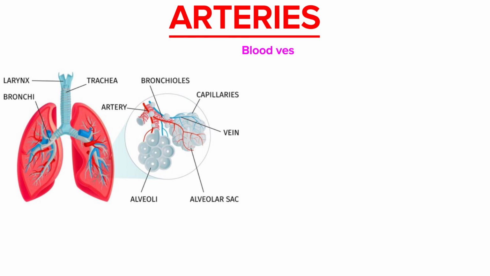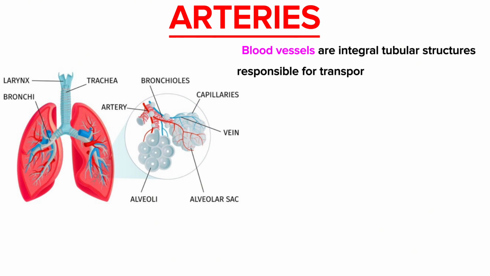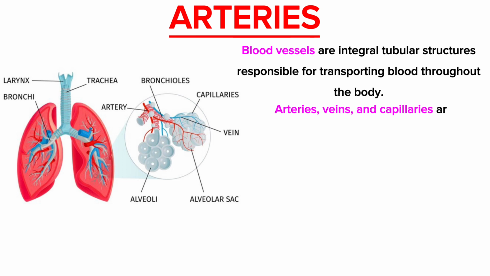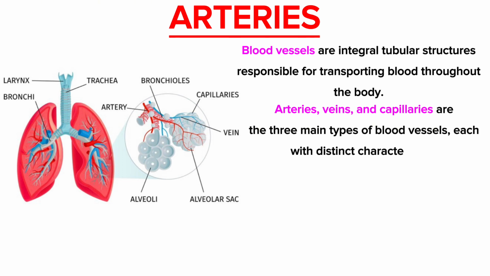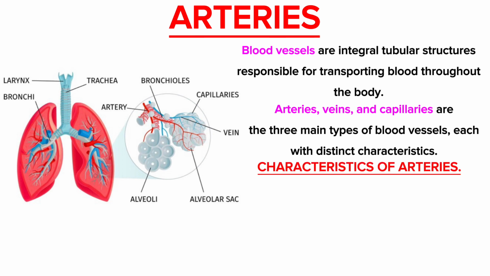So, blood vessels are integral tubular structures responsible for transporting blood throughout the body. That is blood vessels. Arteries, veins, and capillaries are the three main types of blood vessels, each with distinct characteristics. So, let's jump into characteristics of arteries.